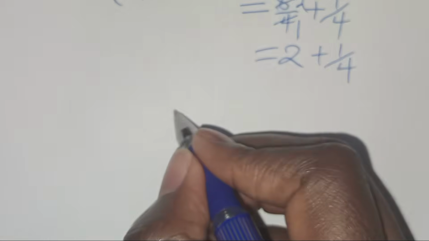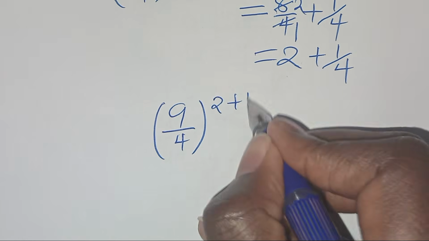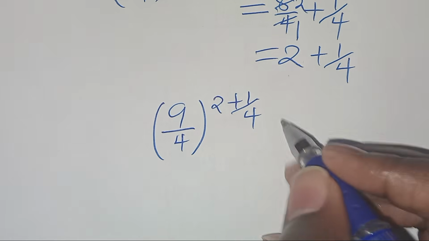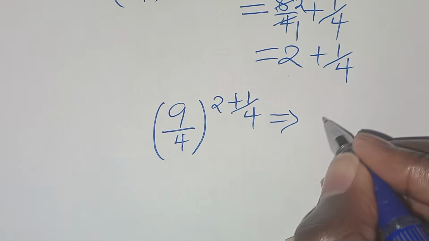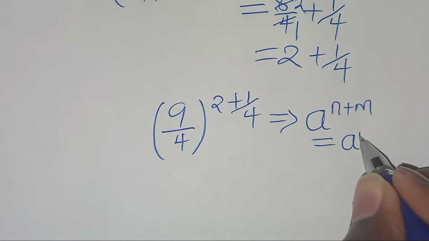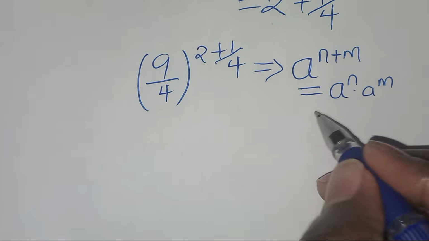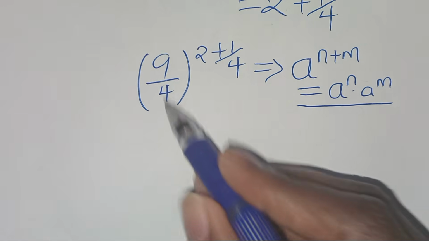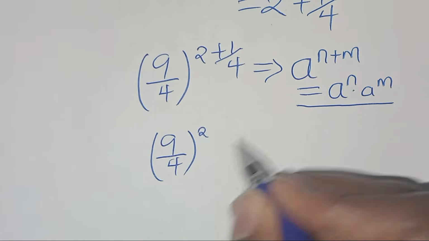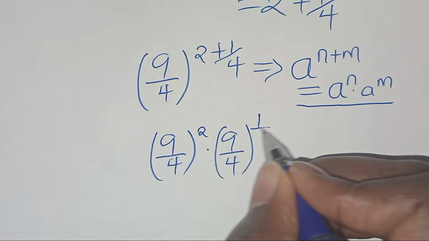So substituting this here, we have 9 over 4 raised to power 2 plus 1 over 4. This is in the form of a to the power of n plus m, which we can express as a to the power of n times a to the power of m. Applying this exponent property, we have 9 over 4 raised to power 2 times 9 over 4 raised to power 1 over 4.